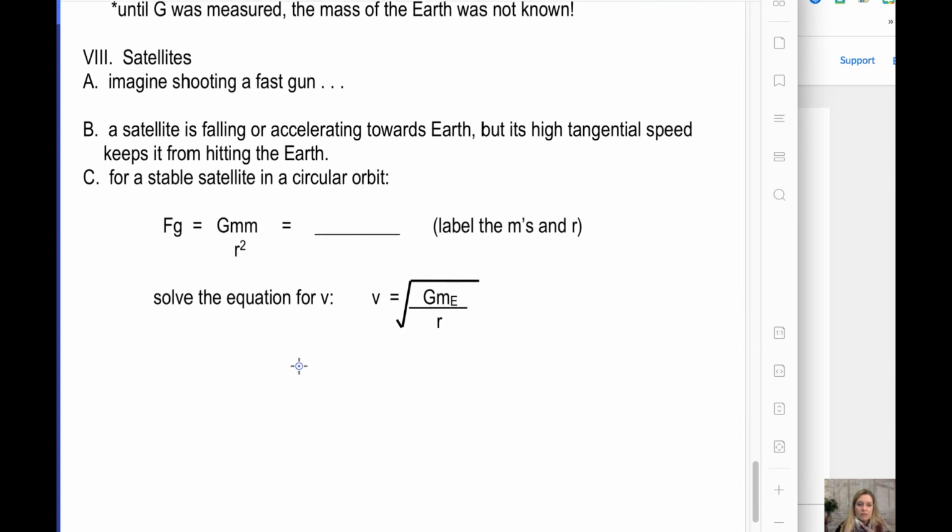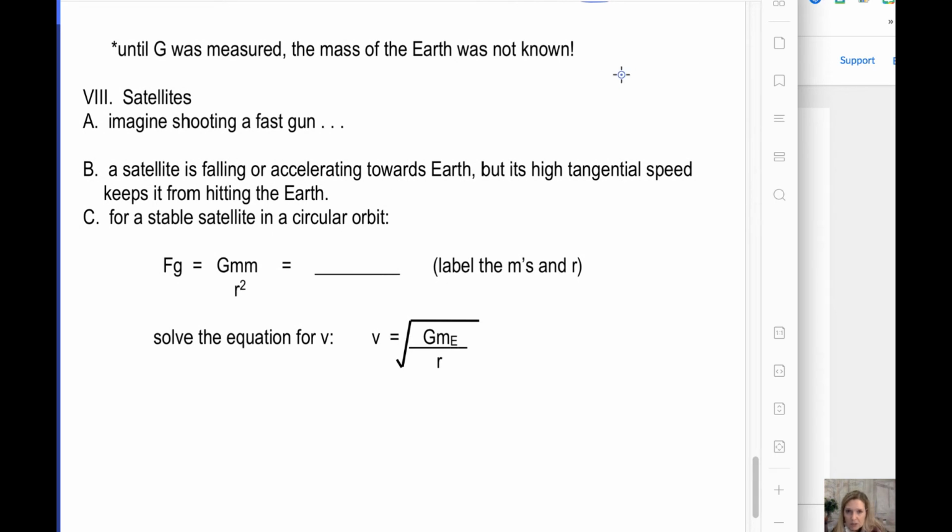Let's talk about satellites. This is one of my favorite pictures too. I'm going to draw the Earth, obviously not to scale. Imagine you are going to stand here, and you are going to shoot a gun. How timely for today's environment. Someone wants to shoot a gun.